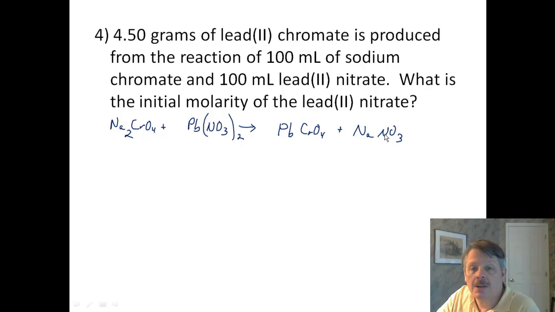Now let's go back and balance the number of units that we have. Well, we have 2 sodiums on the left and we only have 1 on the right, so we have to put a coefficient of 2 in front of the sodium nitrate. We have the same number of chromates, same number of leads, and we have 2 nitrates on the left, and we now have 2 nitrates on the right, so we are now balanced. All right, so what do we have? We have 4.50 grams of lead chromate, and it is produced.